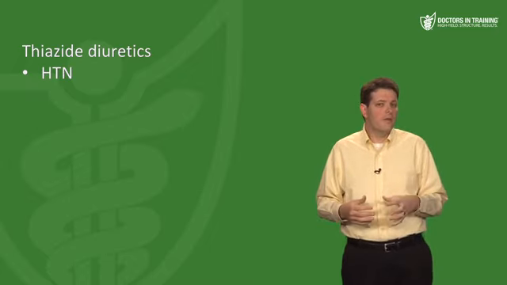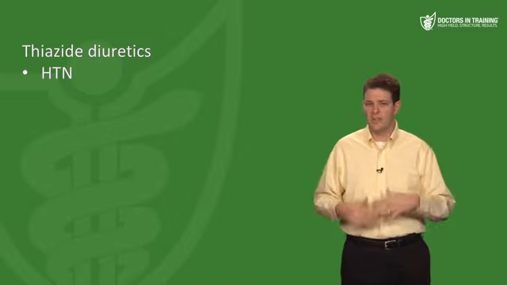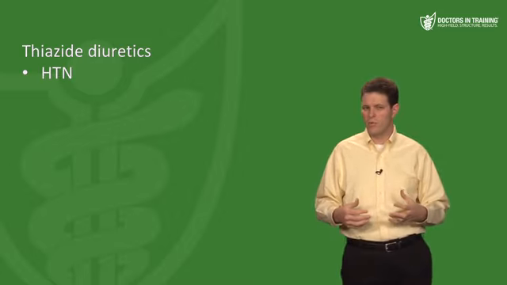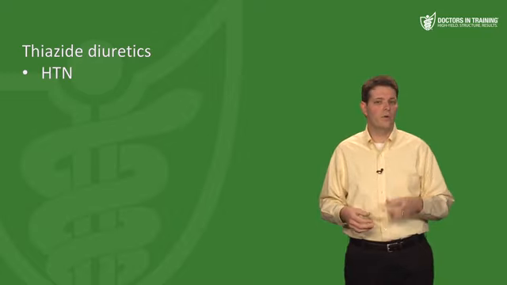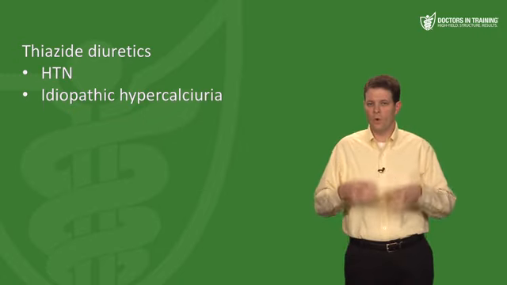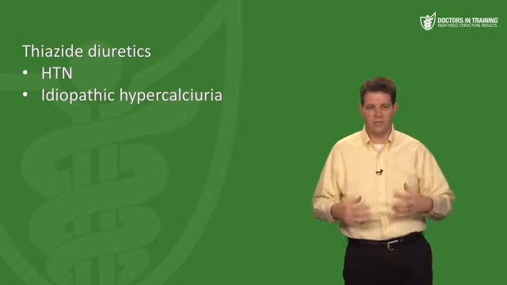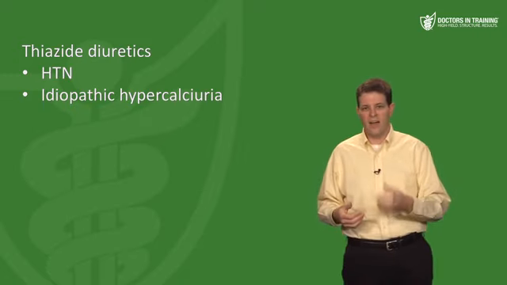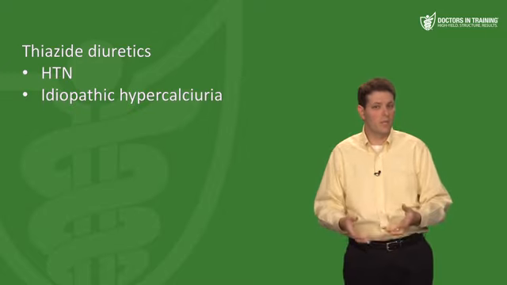Now, on the other hand, it's much less common to use thiazides for CHF or other edematous diseases. We're usually going to use more potent diuretics for those, like a loop diuretic. Now, you might use thiazides for idiopathic hypercalciuria. So if you have a patient that has normal serum calcium, but who dumps a lot of calcium in the urine, that's going to cause calcium stones. So a thiazide might help prevent this because it's going to prevent some of that calcium from going into the urine.